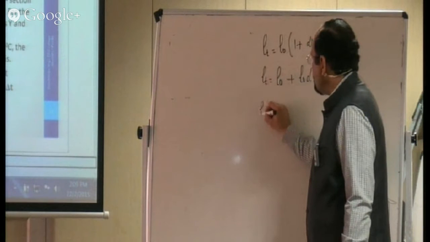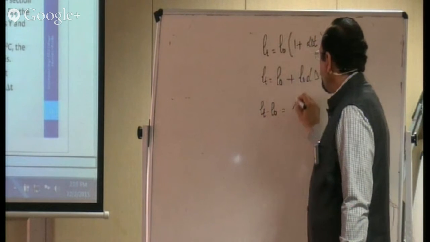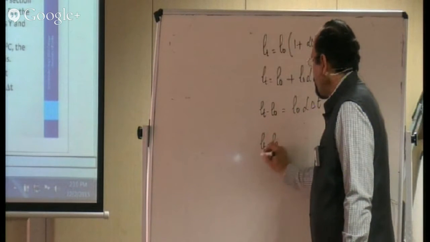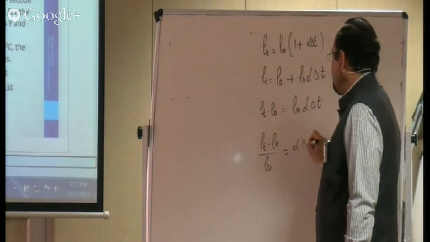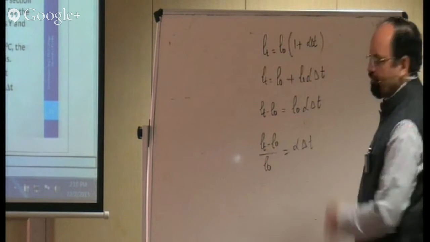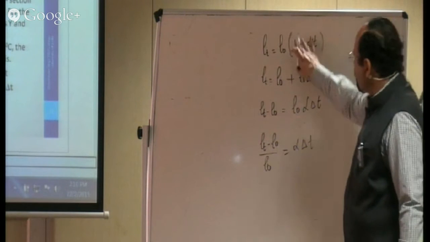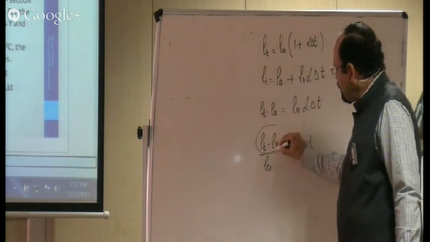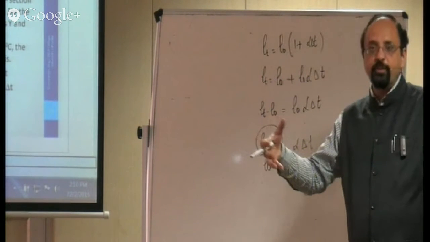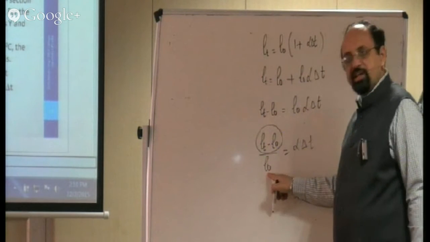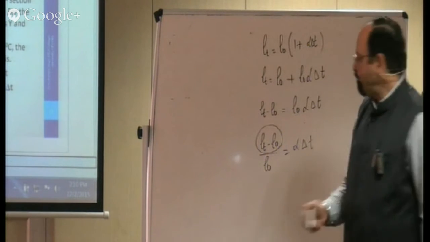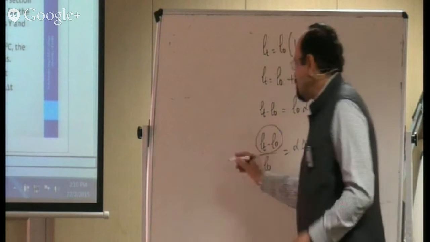You take this L0 on this side: L0 alpha delta T, L0 in the denominator, is equal to alpha delta T. Look at the left side of your final equation. I simply modified this. What is this? The change in length, which I expect because of the expansion, divided by the original length. Change in length to the original length is nothing but strain. In fact, I call this thermal strain, or you simply write this as strain.